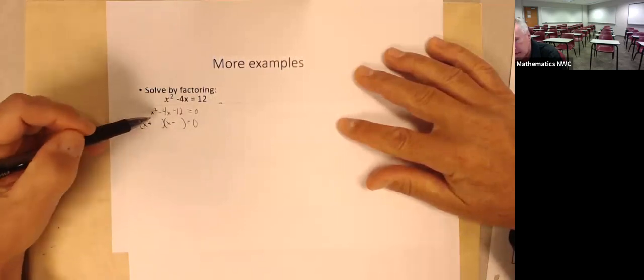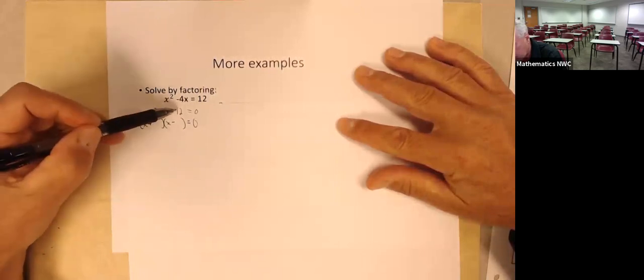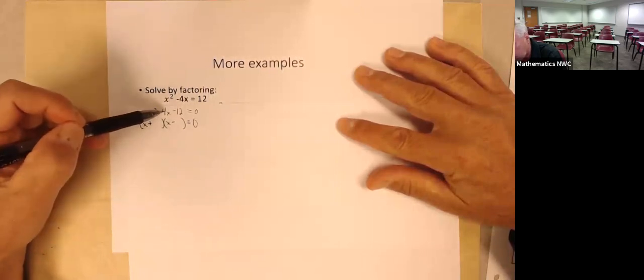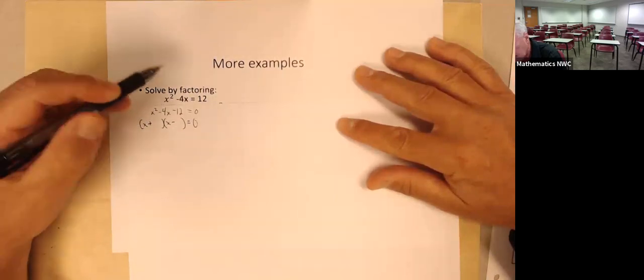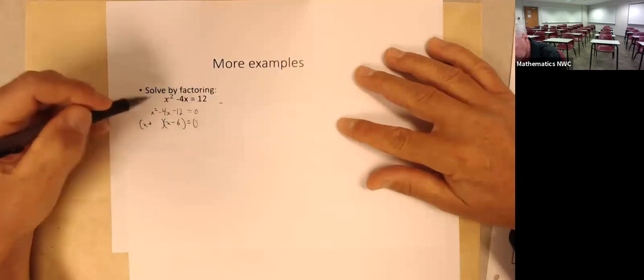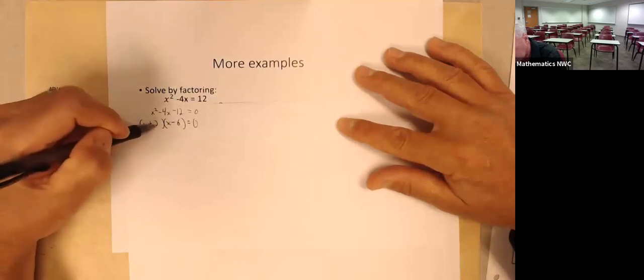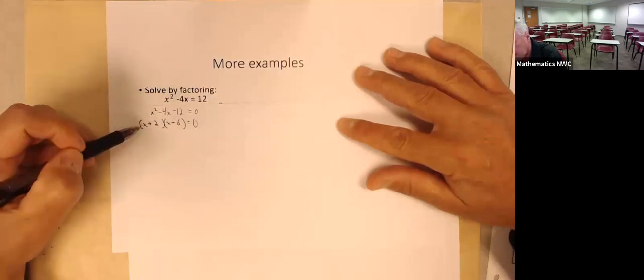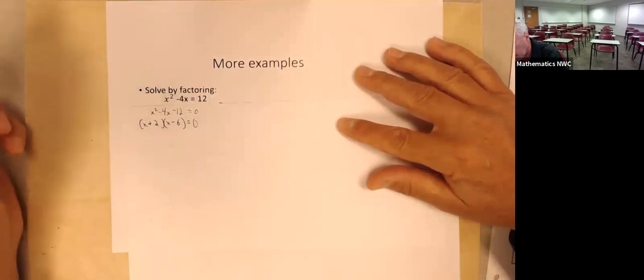Because they're opposite signs, these factors of 12 have to have a difference of 4. Those factors are 2 and 6. The 6 needs to be negative. Put that with the negative. The 2 would be with the positive. You can multiply it out. You'll check it does check out.